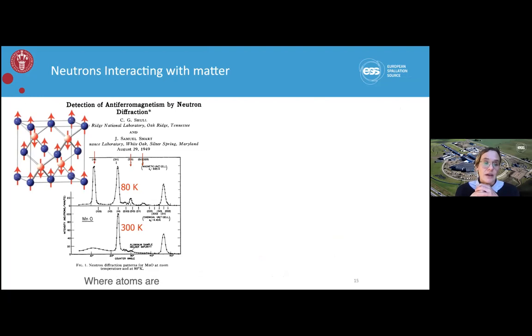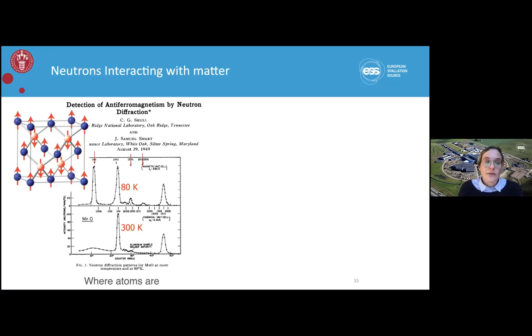And here we get back to manganese oxide. So Shull and Smart published a paper in 1949, which showed exactly what sort of magnetic ordering we had in manganese oxide. So at the highest temperature, so the lowest figure there, you have along the x-axis the detector angle, which is related to Q, and on the y-axis, you have intensity. And you see that there are two main Bragg peaks. You've got some low angle scattering, but those Bragg peaks relate to the correlation length of the atoms, the atomic positions, let's say.